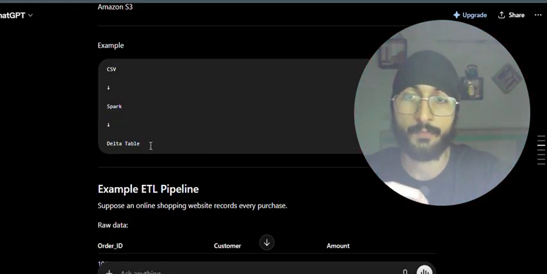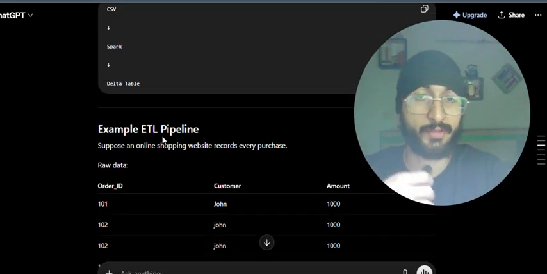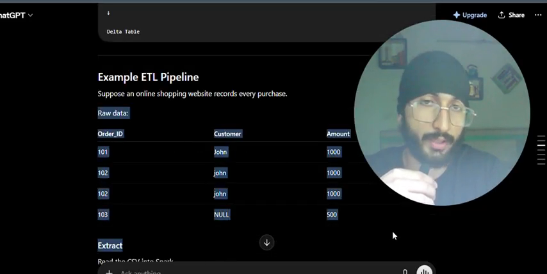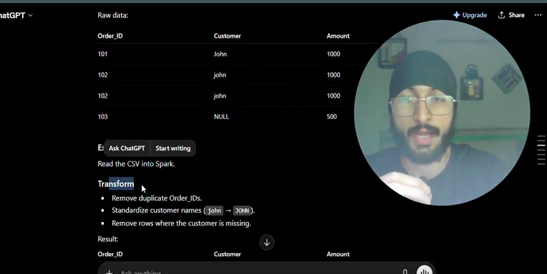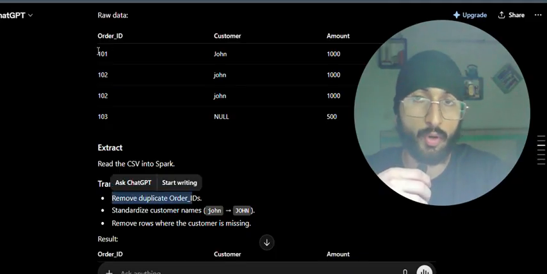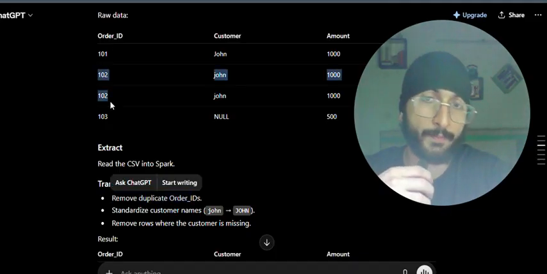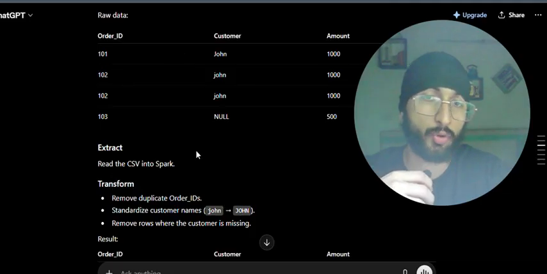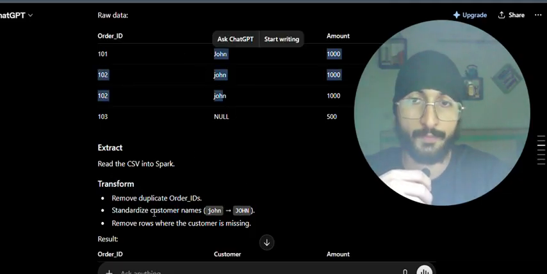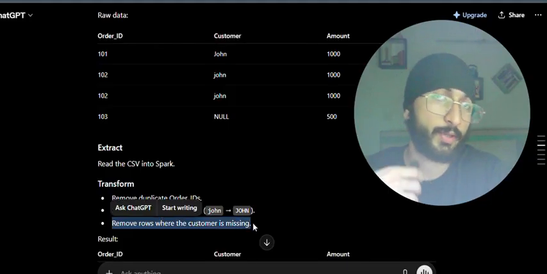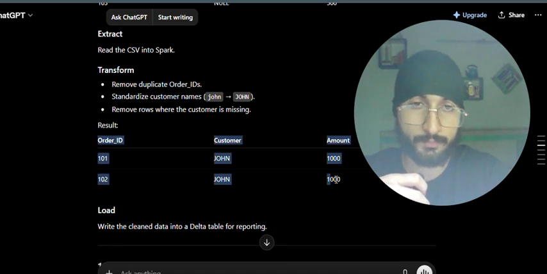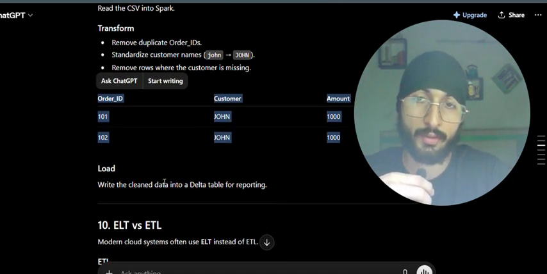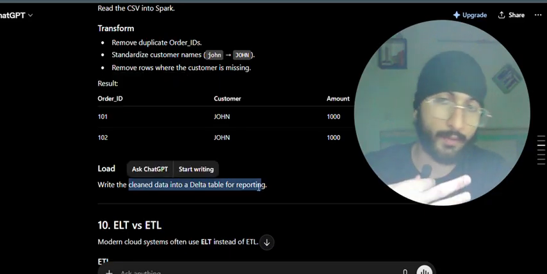For example, suppose an online shopping website records every purchase. We have this as the raw data. Now we extract. So we read the CSV into Spark, and then we transform. Remove the duplicate order IDs. Here we have one or two duplicates. Standardize the customer names, so uppercasing all these names. Removing the rows where the customer is missing. So customer is null here, so that is missing. So this is the result, right? Now loading, write the clean data into a Delta table for reporting.